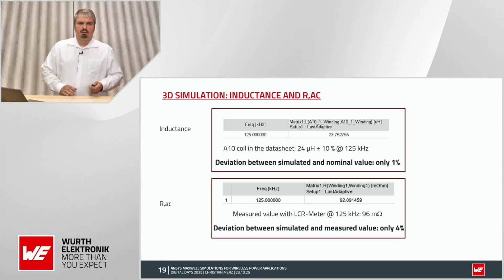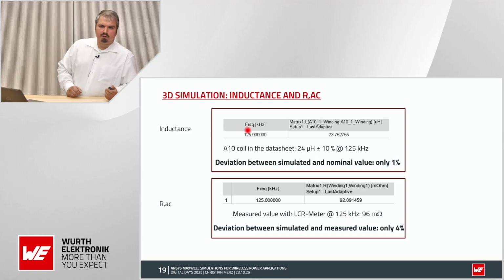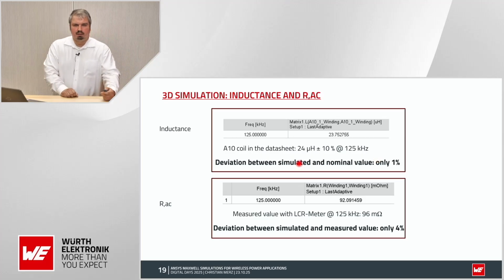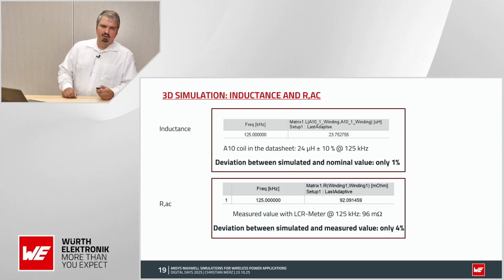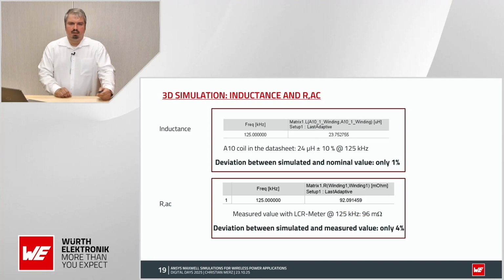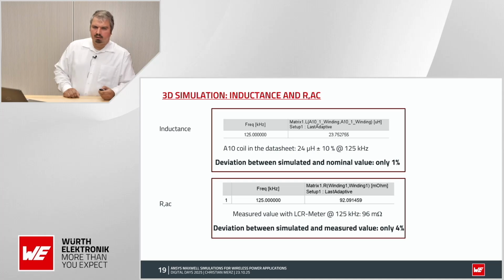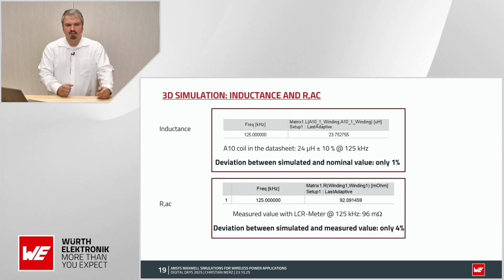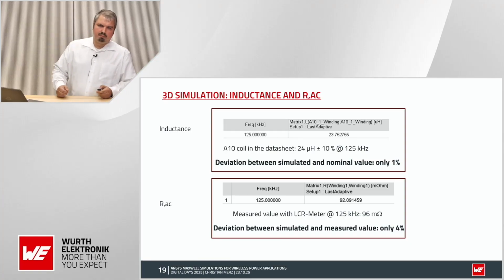And as a result, you can see here at the frequency of 125 kilohertz, the simulation gives out 23.75 microhenry, which is only a deviation of 1% compared to the 24 microhenry defined in the datasheet or in the standard. Then for the RAC, I got a result of 92 milliohm, and I confirmed this value with an LCR meter at the same frequency, and I got 96 milliohm. So in this case, the deviation between measurement and simulation is also only 4%, which is also very good.